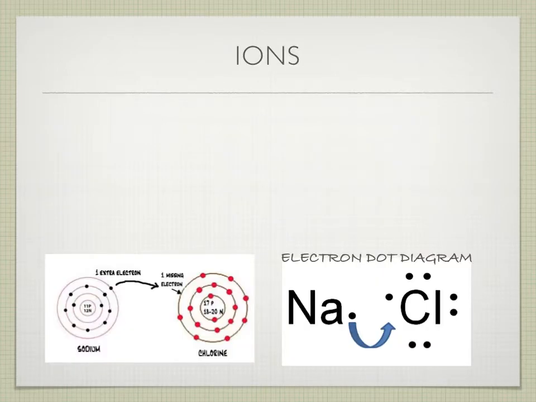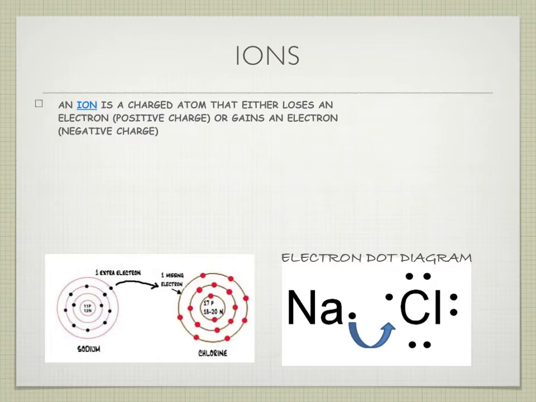All right, so our first thing is defining an ion. And I think you guys should already know what an ion is from our last unit. An ion is a charged atom that either loses an electron or gains an electron. Remember, if it loses an electron, it's losing a negative charge. So then it becomes positive. It has more protons now. If it gains an electron, it becomes negatively charged.